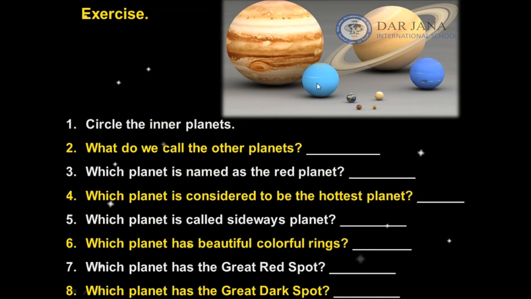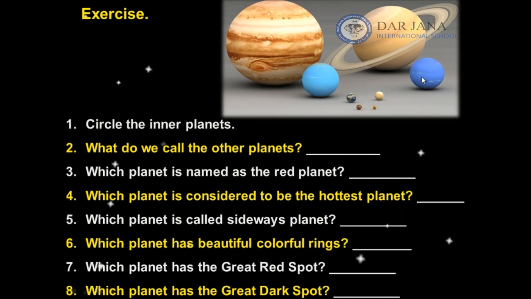We have Uranus, which is a blue planet, and we call it the sideways planet simply because it turns sideways. And over here we have Neptune. It's the blue planet and it has a spot just like Jupiter, but over here we call it the Great Dark Spot.